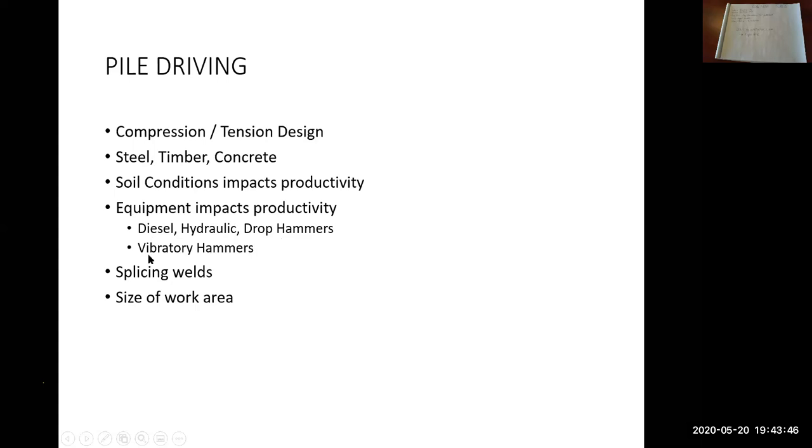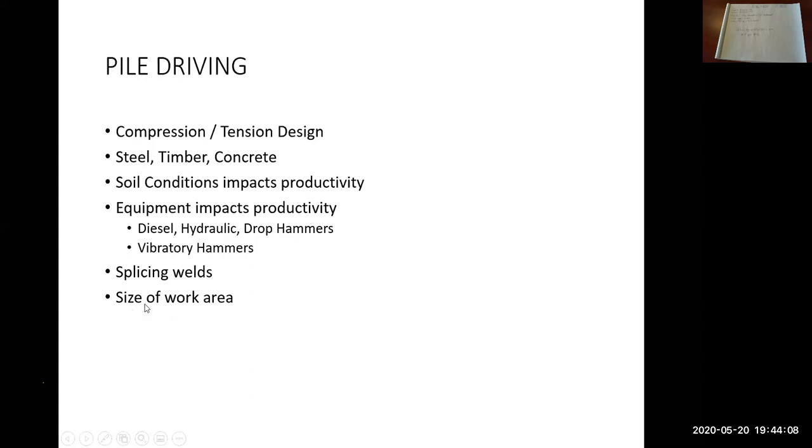Depending on the length of the piles, you may need to splice individual piles together. So you pound in the first section. Once the top of it gets near the ground surface, then you can grab the next section, stack it on top. If it's steel, it's welded together, and then you can continue driving.